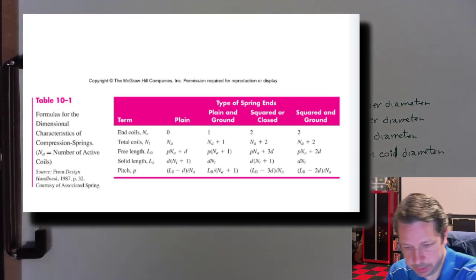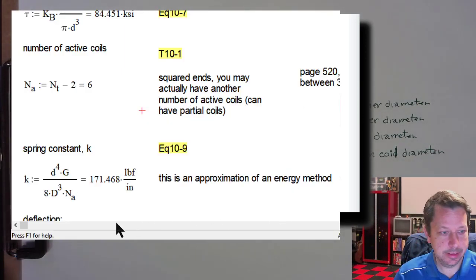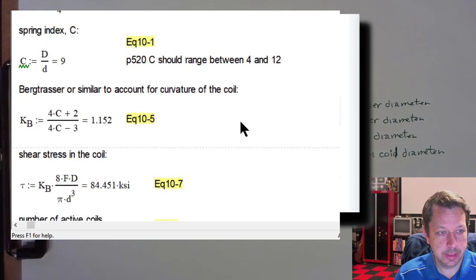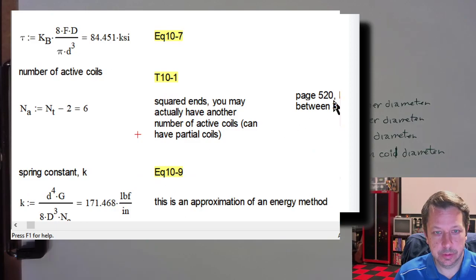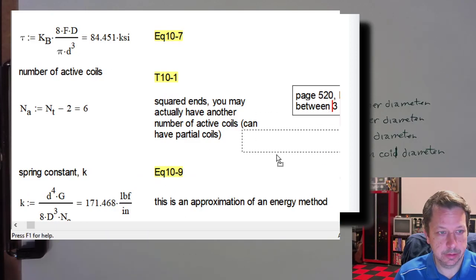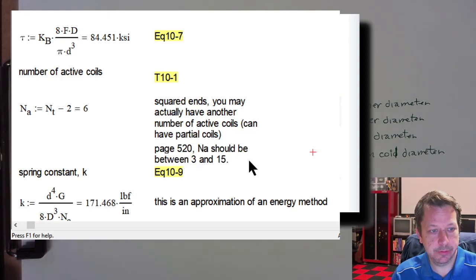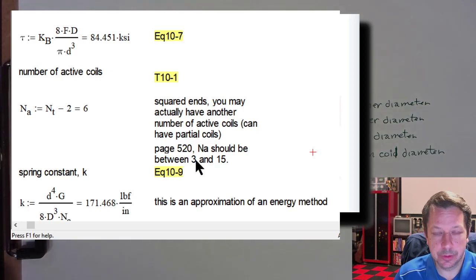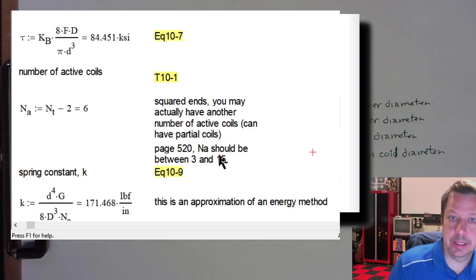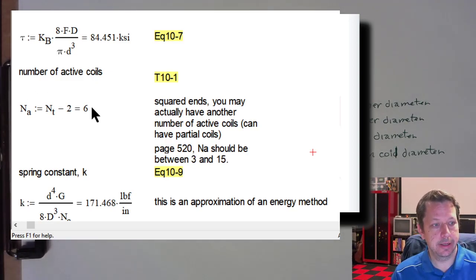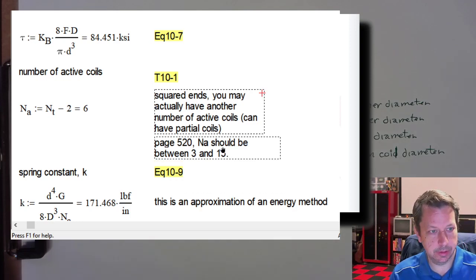Also, back on here, another one of those guidelines, like the spring index ranging from 4 to 12. There's a similar one for the number of active coils on that same page, page 520. The active coils should be between 3 and 15. Less than 3 and you don't have much of a spring. More than 15 and it's going to be a little unwieldy. It'll probably be unstable, might want to buckle, things like that. We have 6 active coils, so we're right in that mid-range too, so we look like we're good on that size.